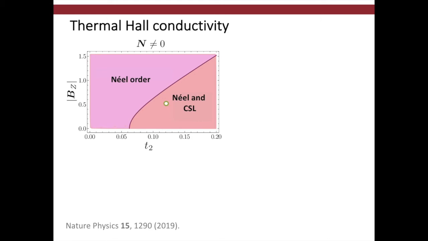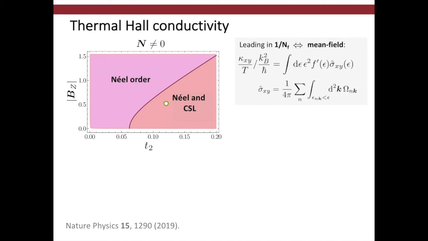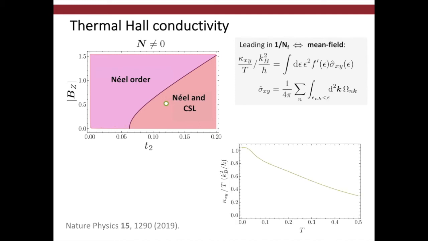We have computed kappa xy in leading order in an expansion in inverse number of fermion flavors, which is equivalent to mean field theory for the current fermionic description. Kappa xy over T in natural units can be expressed as an integral over energy epsilon involving f prime, the derivative of the Fermi function, and the dimensionless hypothetical Hall conductivity sigma hat of the spinon states below energy epsilon. The computed thermal Hall conductivity, first for Néel plus chiral-spin liquid state, as indicated by the green dot in the phase diagram, is shown here at the bottom.